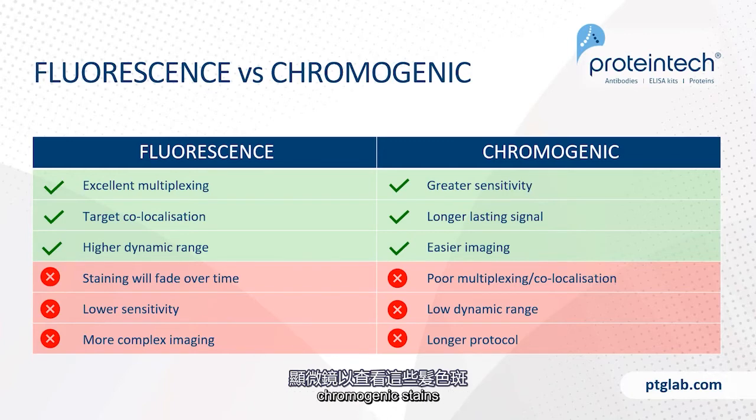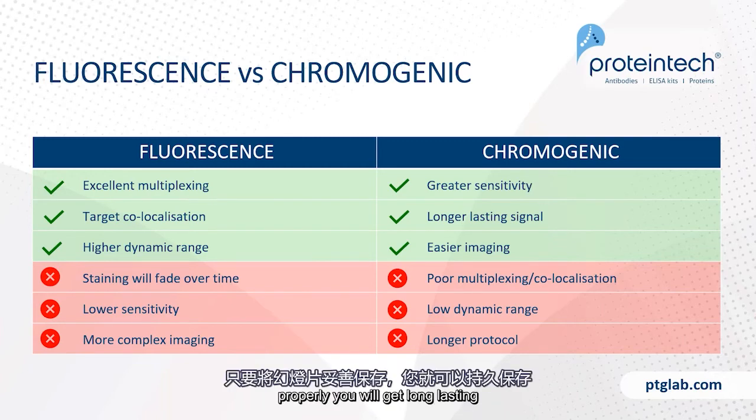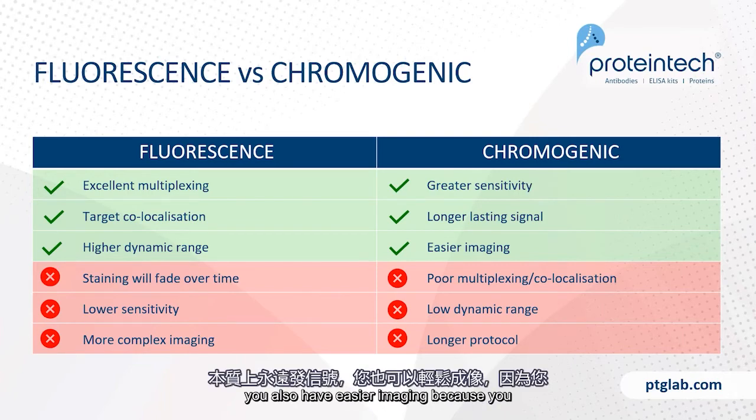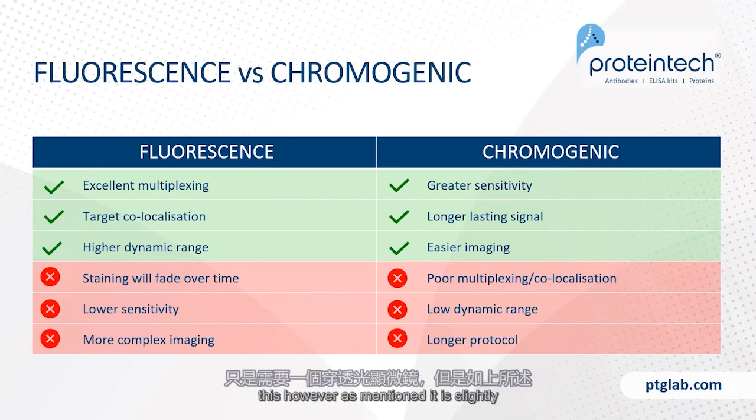Chromogenic stains are more sensitive due to higher signal amplification. As long as the slides are stored properly, you will get long-lasting signal, essentially forever. You also have easier imaging, because you just need a bright field microscope for this. However, as mentioned, it is slightly worse for multiplexing and co-localization studies. You have a lower dynamic range, and also the protocol is ever so slightly longer.